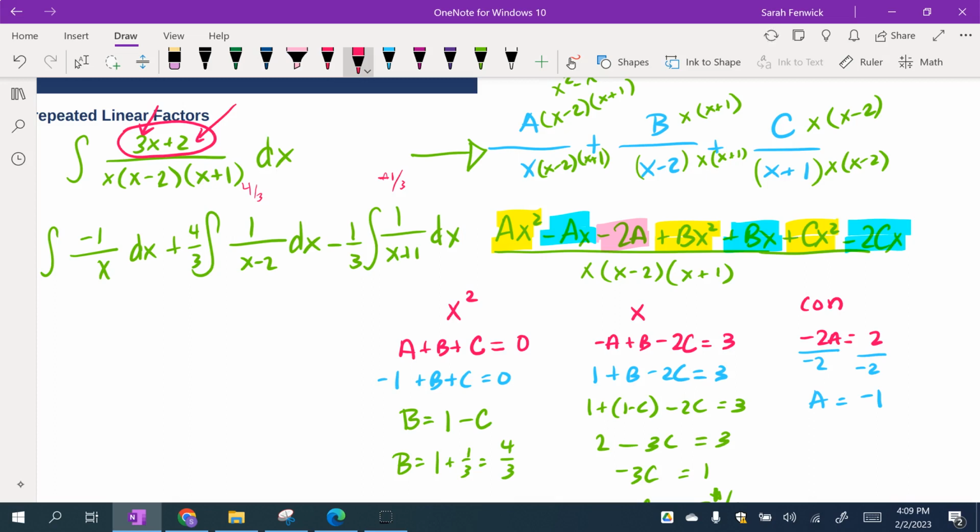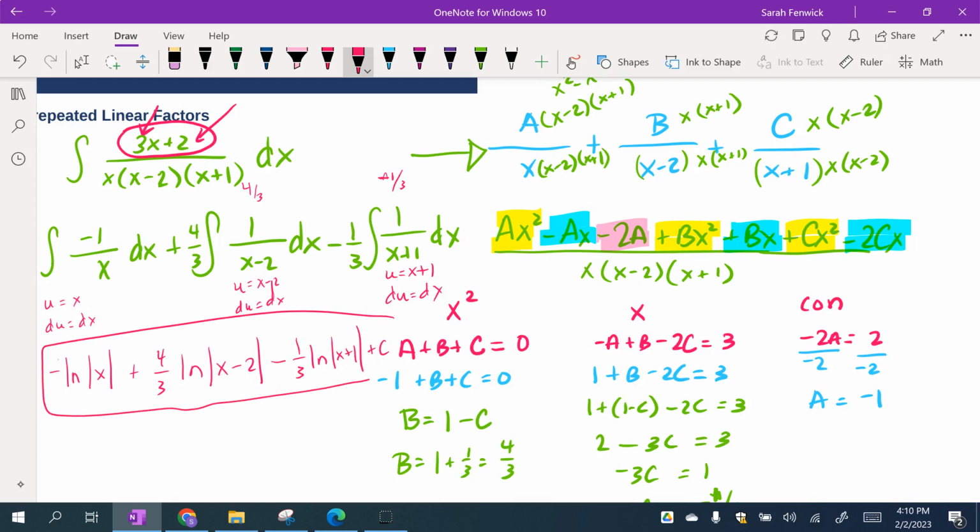It's done. All right. If u equals x and du equals dx, then I have negative ln of x. Plus, if u is x minus 2 and du is dx, I have 4/3 ln of x minus 2. Minus, if u is x plus 1 and du is dx, I have 1/3 ln of x plus 1, plus c. That's it, guys. That's how that one works.